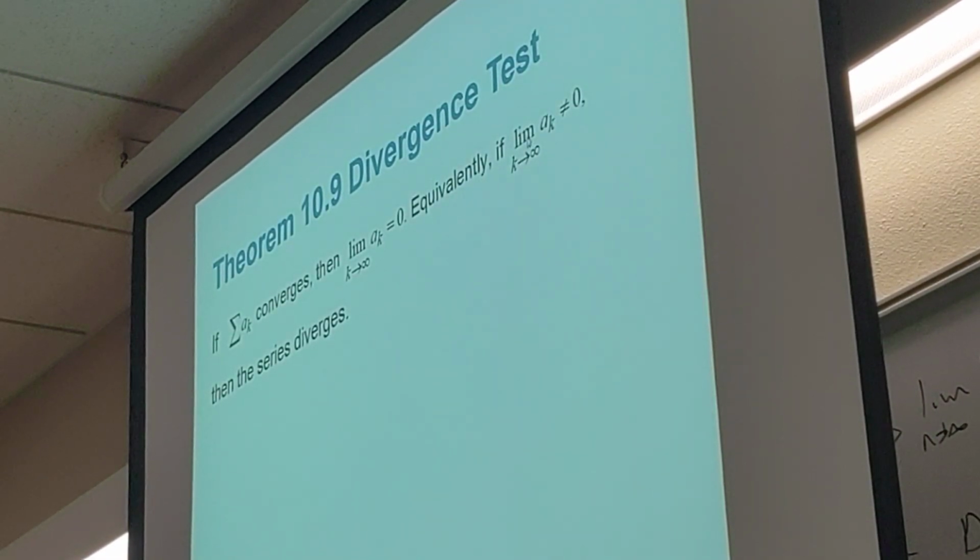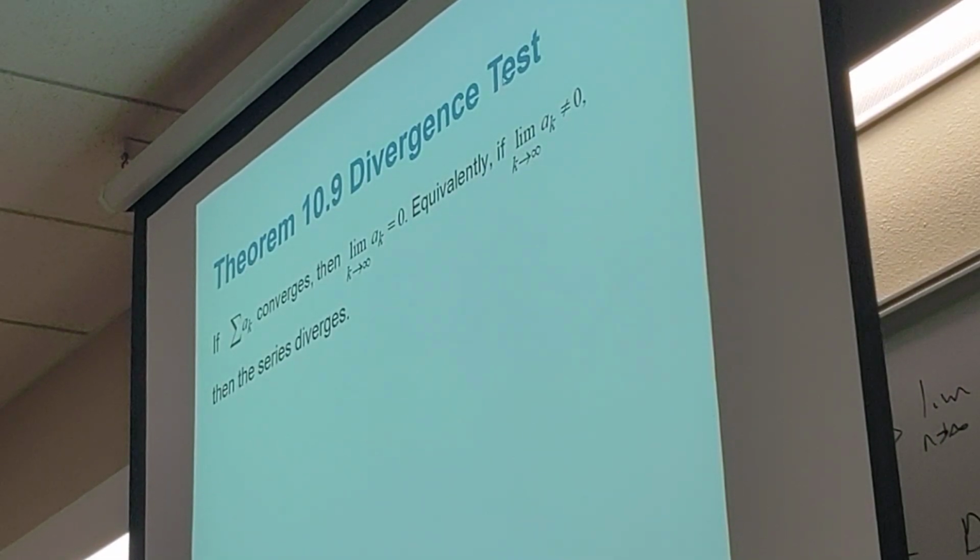But if the limit is not zero, then you know it diverges. That's why we call it the divergence test. It only tests for divergence. It does not test for convergence. Got that? A lot of people make that mistake and misuse this test. So if that limit is not zero, then the series diverges. If it is zero, this test is inconclusive. You have to work it a different way.